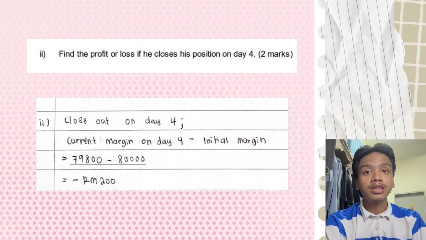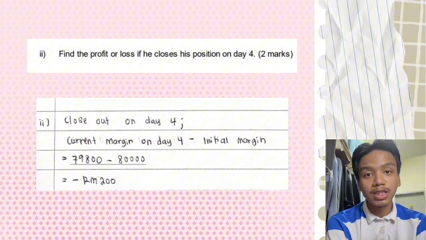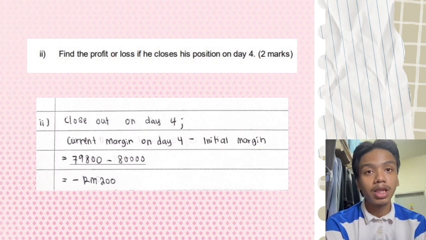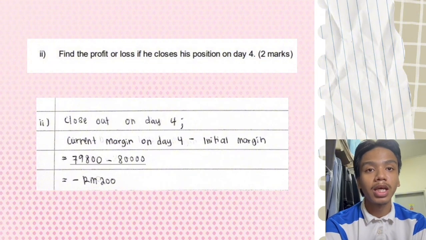Now, let's answer part 2. What is his net profit or loss if he decides to close out his position on day 4? To find this, we simply look at his current margin balance on day 4 and compare it to the initial amount of money he put into the account. From our table, his day 4 margin balance is 79,800 ringgit. Subtracting his initial deposit of 80,000 ringgit, we get minus or negative 200 ringgit. So if Mr. Ali exits the market on day 4, he walks away with a minor net loss of 200 ringgit.